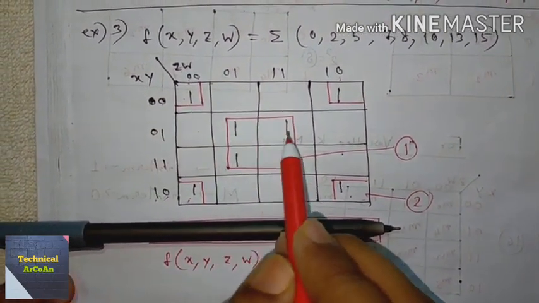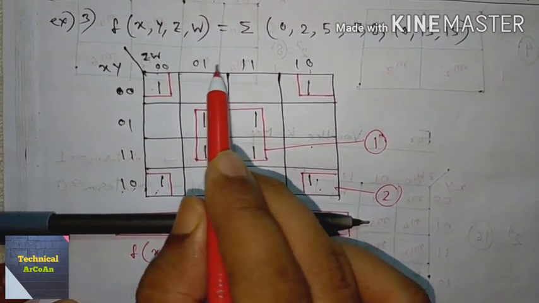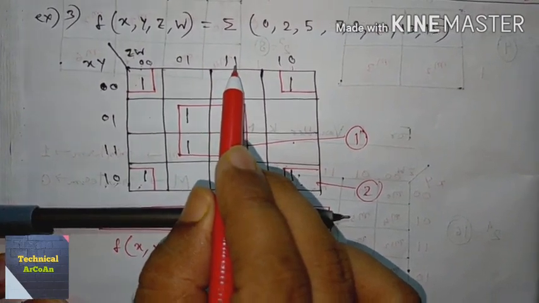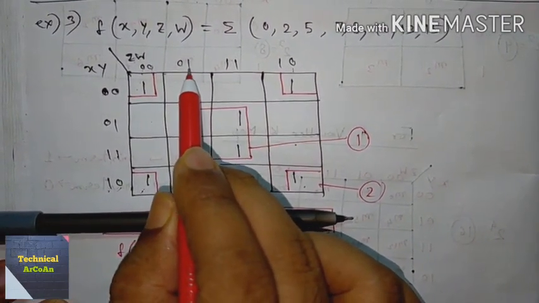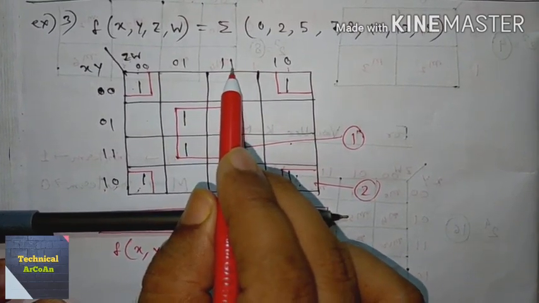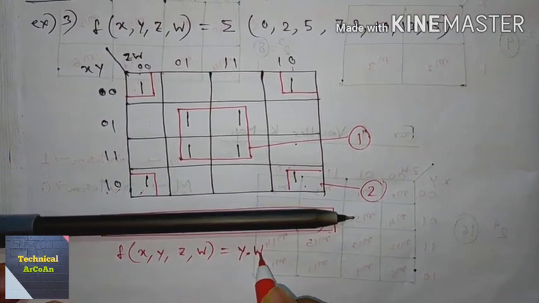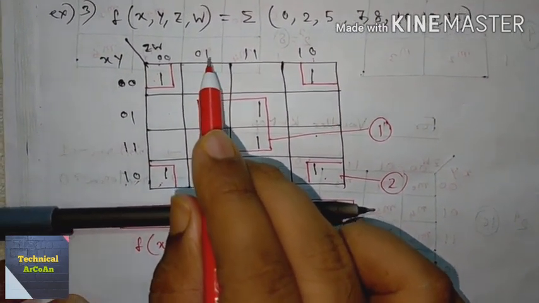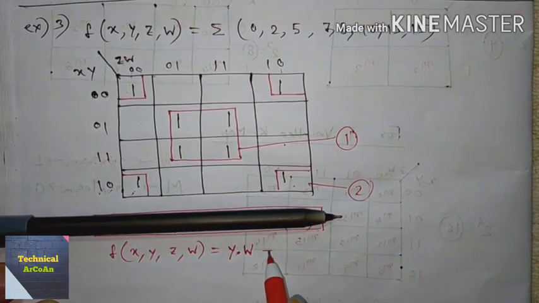Now we consider these two columns where z is changed from 0 to 1. We don't take the variable z, but w is not changed. So the value of the variable w is not changed, meaning the value here for w is 1 and also in that column it is 1. So that's why we take w, and we write only w. Why? Because the value is 1, so for 1 it's not complemented, it's normal. So y dot w for the first group.